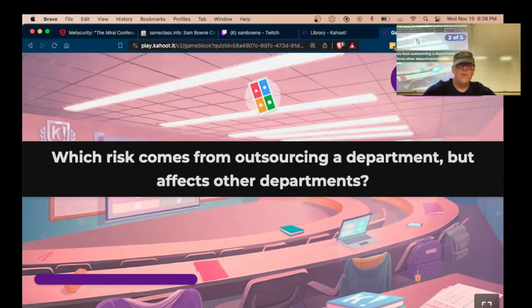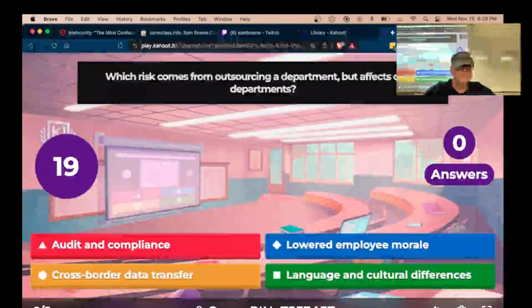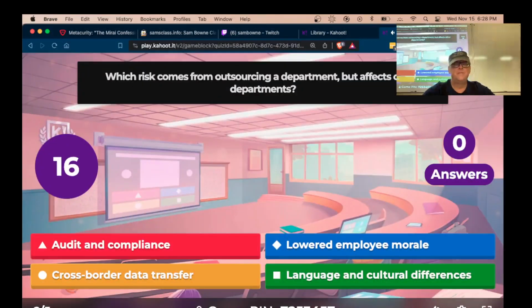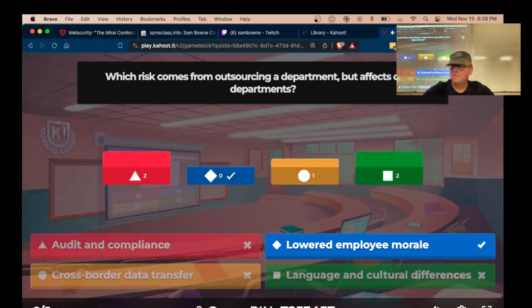All right, so what risk comes from outsourcing a department, and then it affects other departments? Morale is the issue. When you outsource one department, rumors will fly in your company that they're firing everybody, they're going to lay us off, they're going to outsource our department too. It is a common problem.